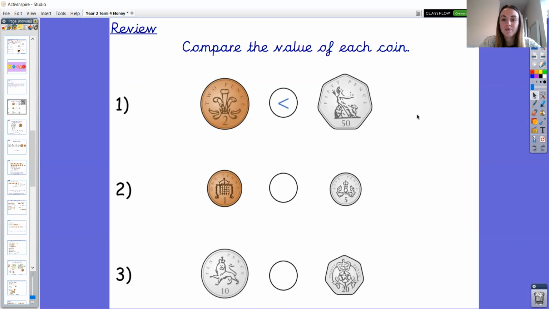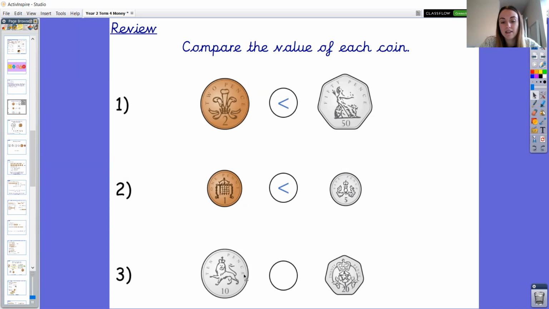Well done, Year 2. Okay, let's have a look at number 2. We have 1 penny compared with 5 pence. So what do you think the symbol is, Year 2? Well done, let's say it together. 1p is less than 5p. Brilliant. Let's have a look at number 3.